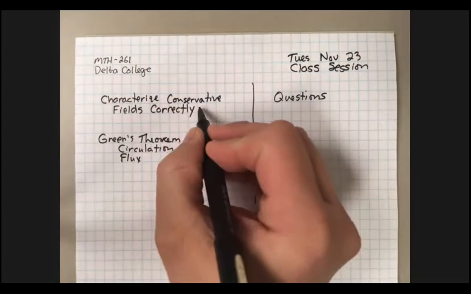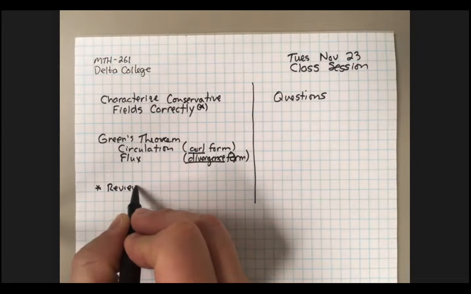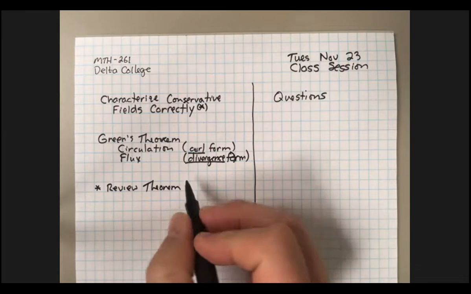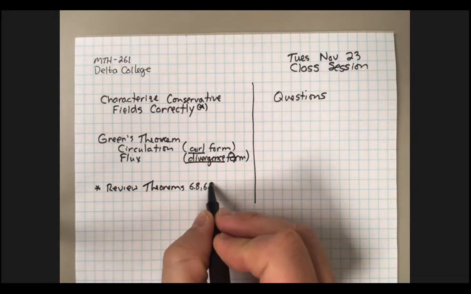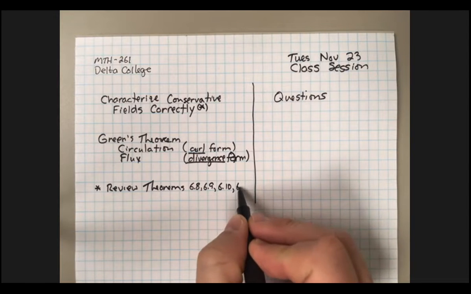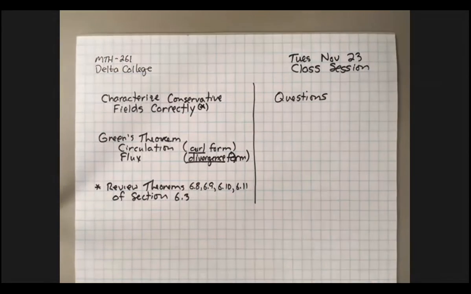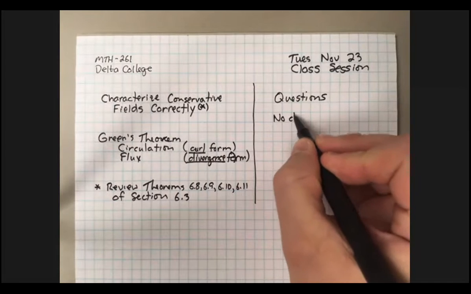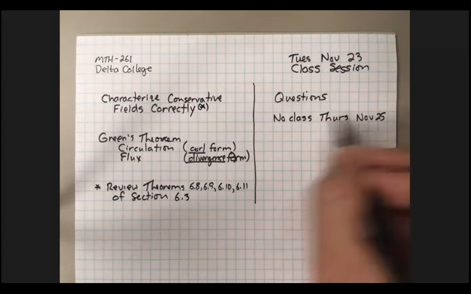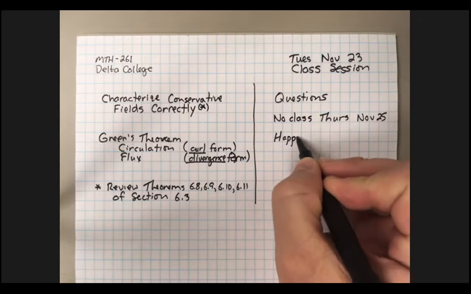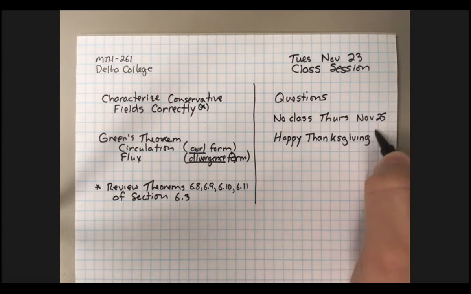So let's put an asterisk here, and then tell you to review. I'll review them for you, but I'll just write these down in my notes so you can know where to find them. 6.8, 6.9, 6.10, and 6.11 of section 6.3.